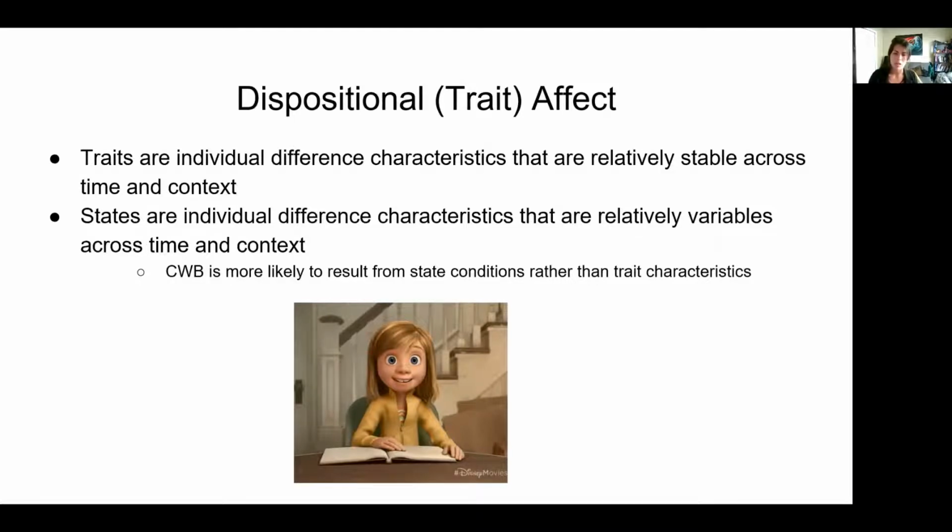So CWB comes a lot from your state rather than your trait, which is really great because that means organizations can have a lot of control over them. Because states usually occur due to situations, organizations can't always control the traits of their employees, but they can control the states that they're in by making the organization itself more pleasant in a variety of ways. So it's good news when things can be controlled by state, because the organization is able to intervene and make those states more conducive to a positive working environment.